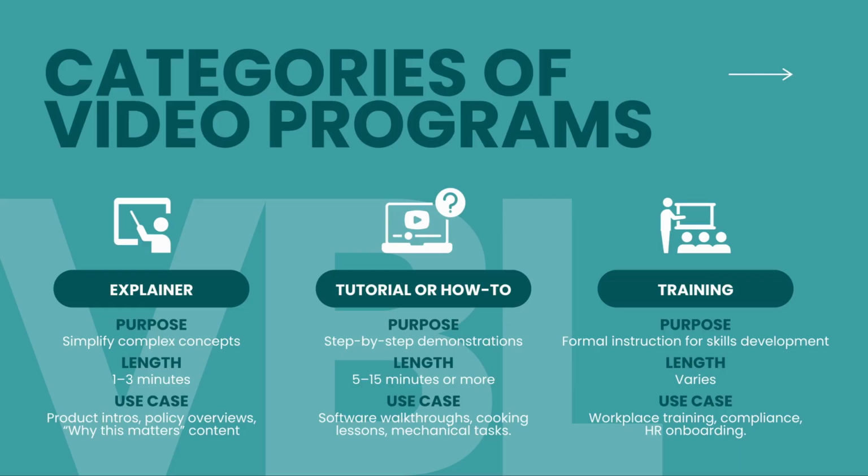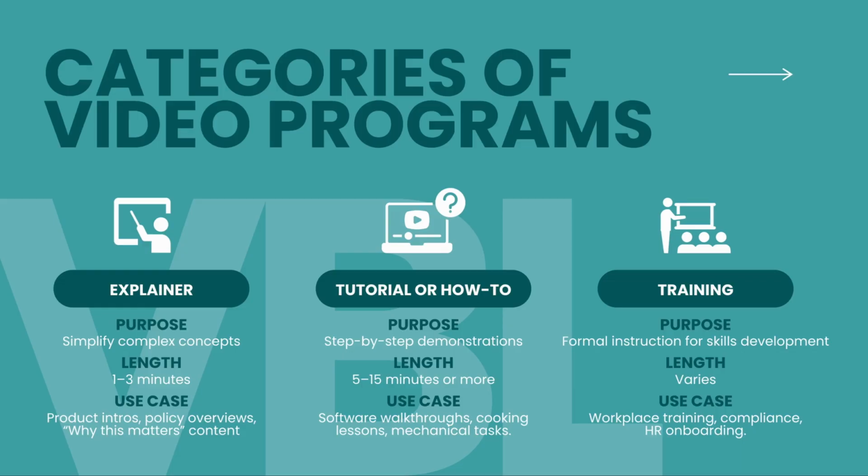Let's break them down. Explainer videos. These are short and to the point. The goal is to make complex topics simple and easy to understand. They're usually around 1 to 3 minutes long and work great for things like product overviews, company policies, or why something matters.